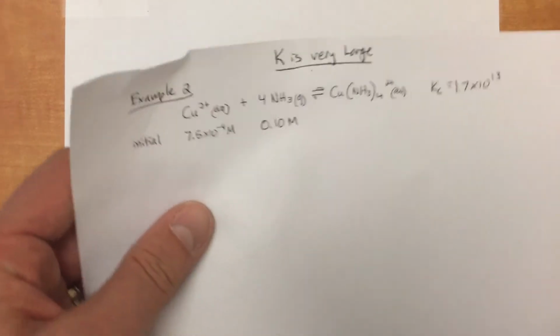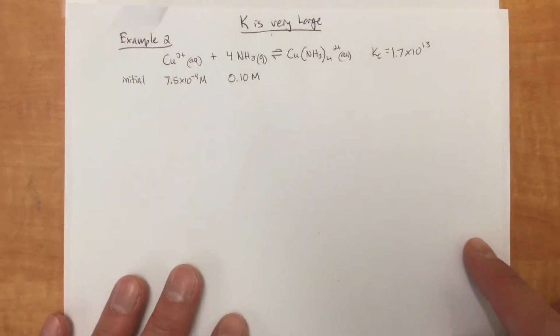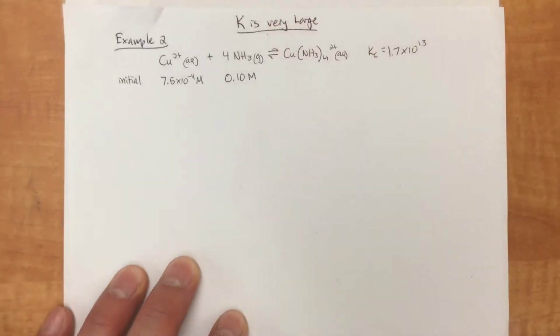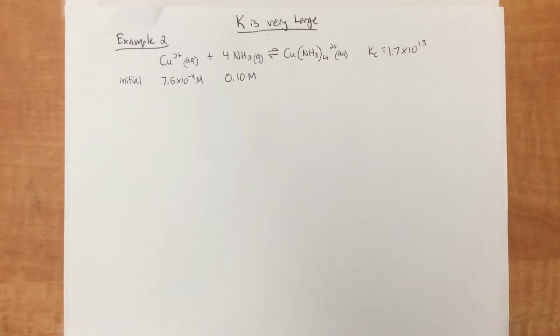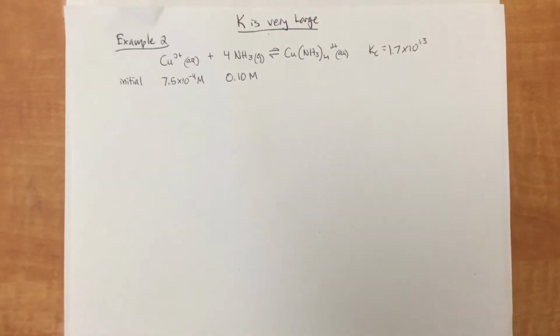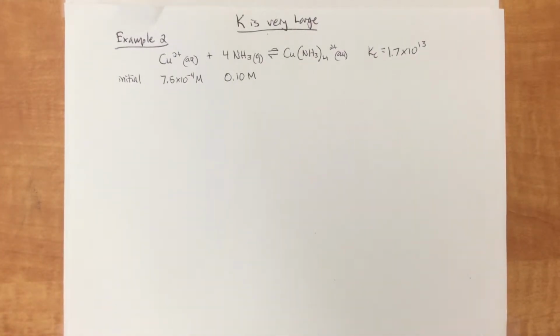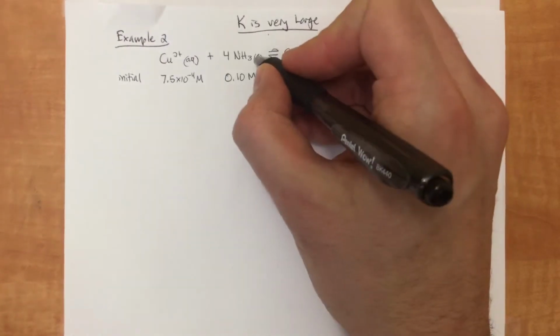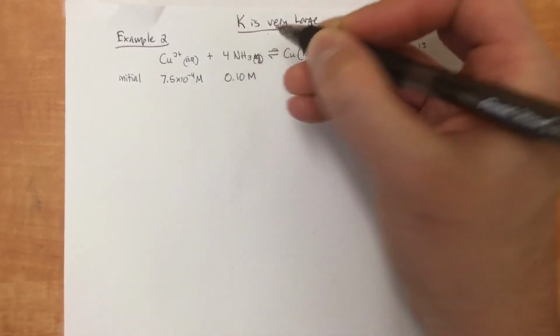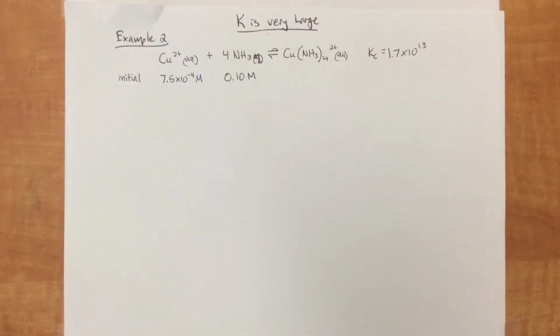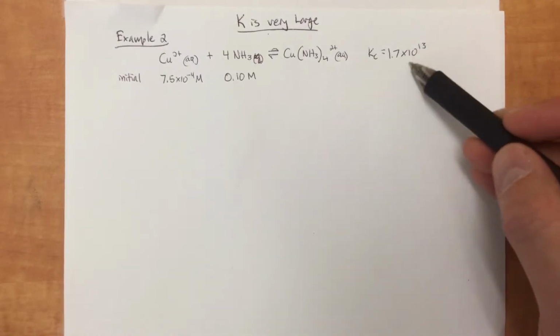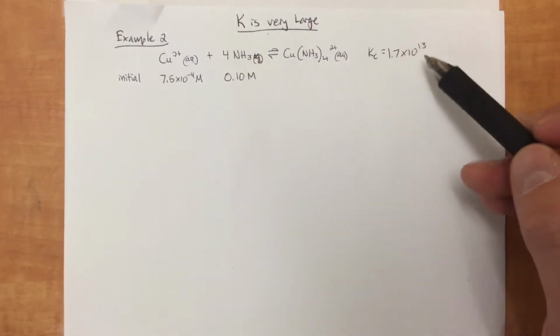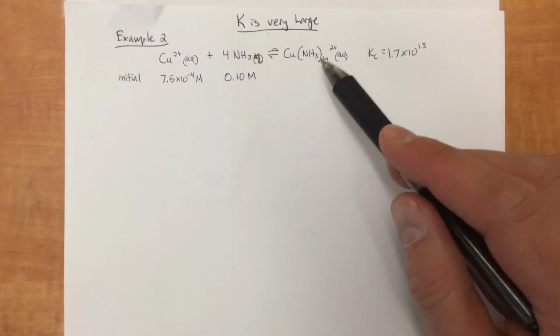Now, when K is very large, the situation is a bit different. In this problem, we have a copper ion and a certain amount of ammonia that is added to this solution. Sorry, this should read aqueous. This is a solution, and our K for this reaction is very large, meaning products are highly favored.